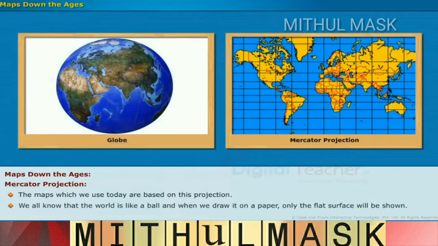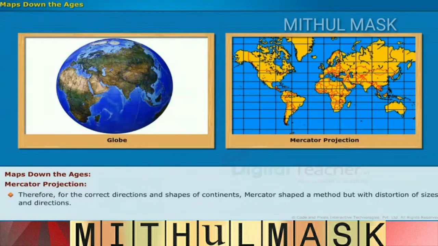We all know that the world is like a ball, and when we draw it on paper, only the flat surface will be shown. Such representation causes distortions in the shape of continents and distances. Therefore, for the correct directions and shapes of continents, Mercator devised a method, but with distortion of sizes and directions. This method came to be known as Mercator projection.